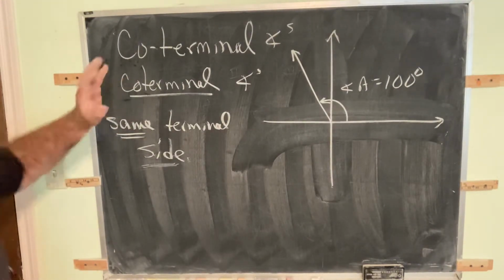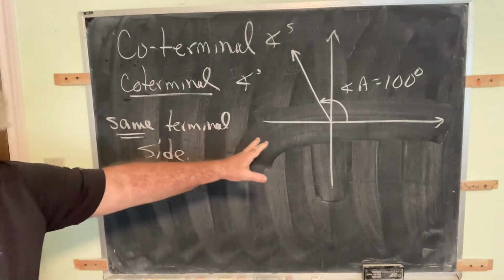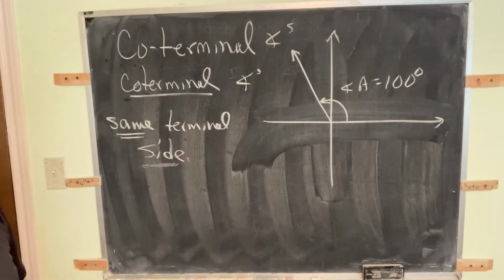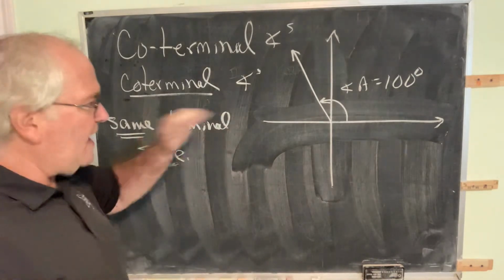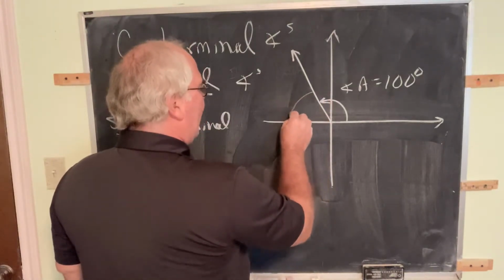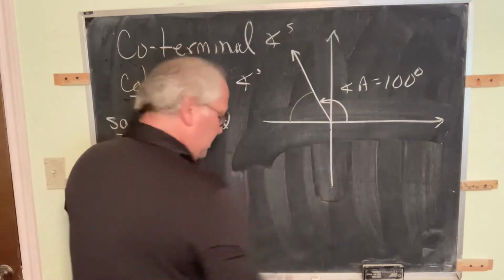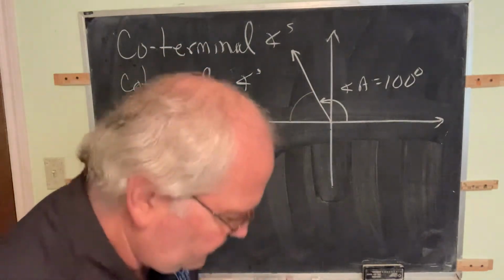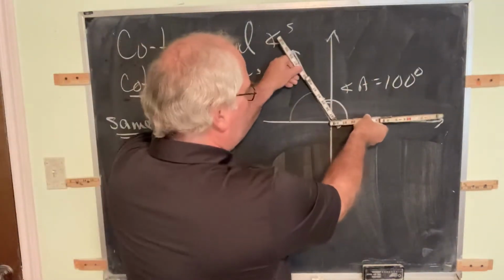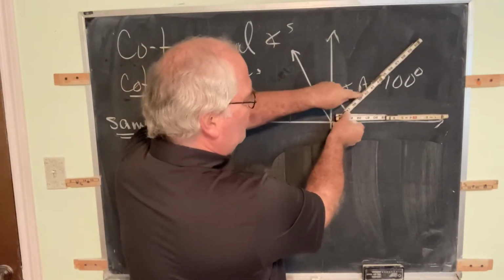Coterminal means I want another angle that, if you put it in standard position, has the same terminal side. Now, some students would want to say this angle is coterminal. No, if you took this angle and put it in standard position, do we see what would happen? They do not share the same terminal side.